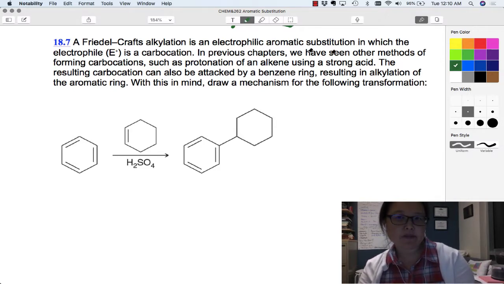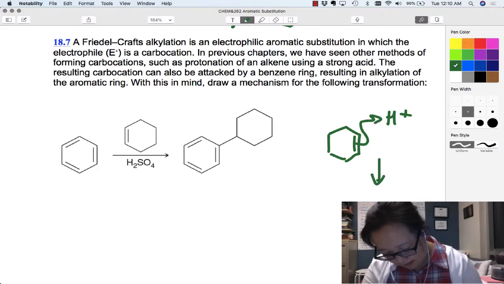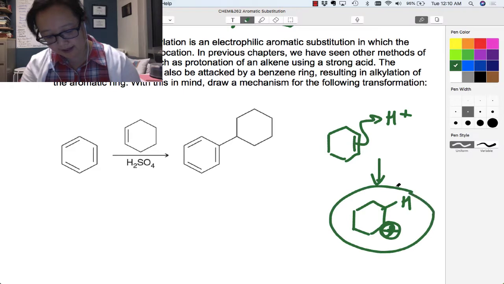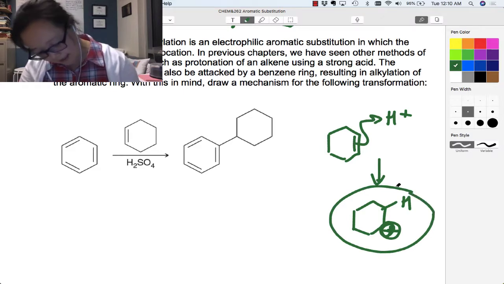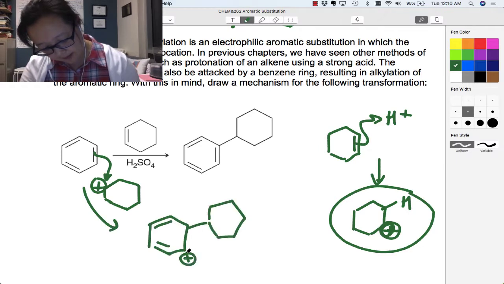All right, in previous chapters, we've seen other methods of forming carbocations, such as protonation of an alkene with a strong acid. So you guys remember, if I took that alkene and I had a strong acid, I'm going to end up with a positive charge right here, okay? So if that's the case, then that is my electrophile, and I can react it with benzene as my nucleophile, right? So let's see, I'll just bring this over here. And then this can react there, and what I would get, there we go, something like that, right?